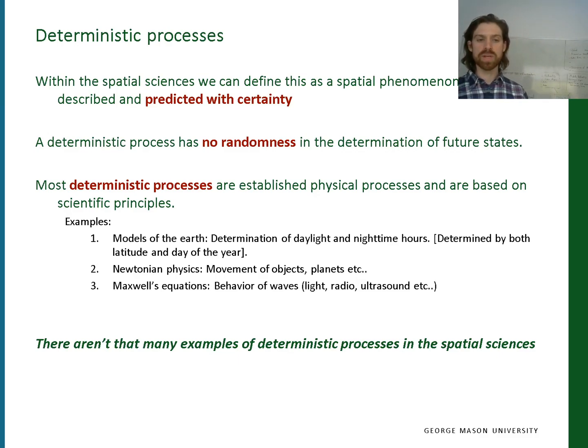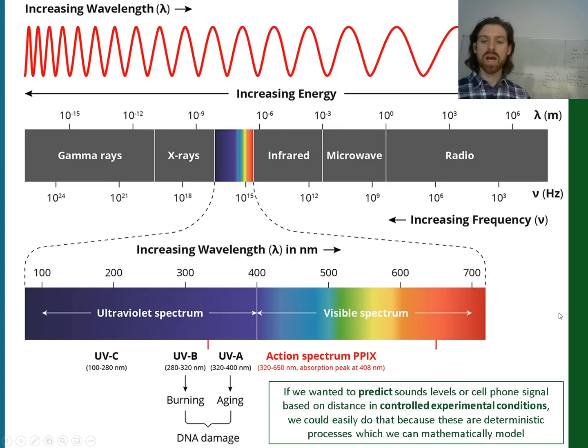So I've just given you some examples here of deterministic processes. So particularly in terms of Newtonian physics, the movement of objects and planets, and that could yield the number of daylight or nighttime hours, for example. And also in terms of Maxwell's equations, so the behavior of waves, and that's light, radio, ultrasound. And I just gave you that example before of how we could predict a deterministic process, possibly in experimental conditions.